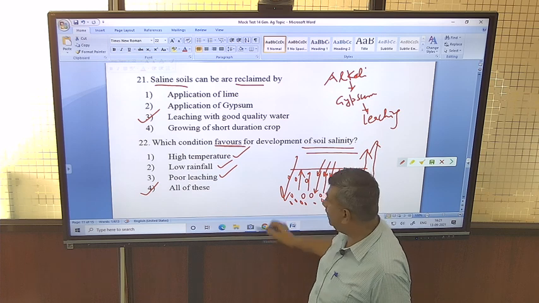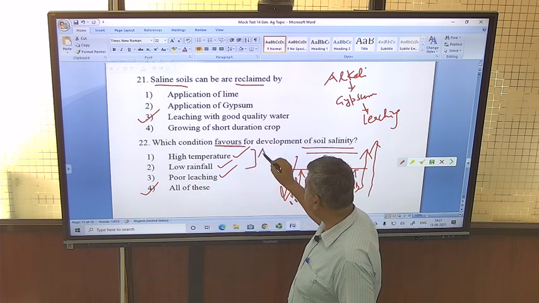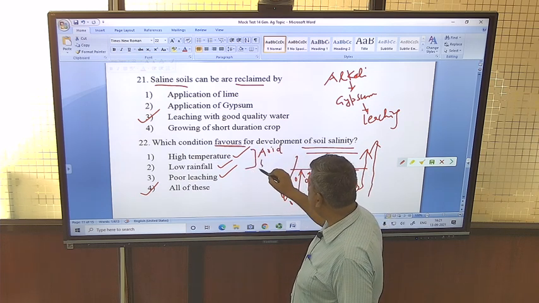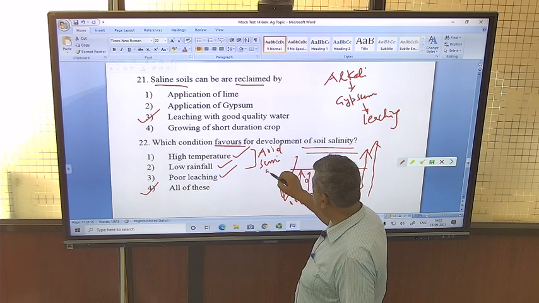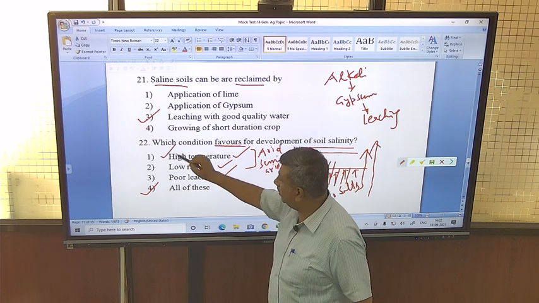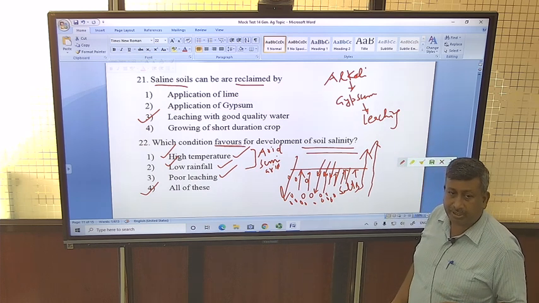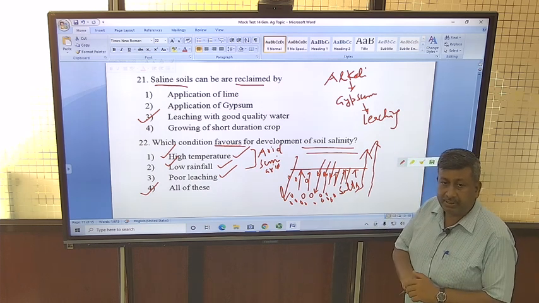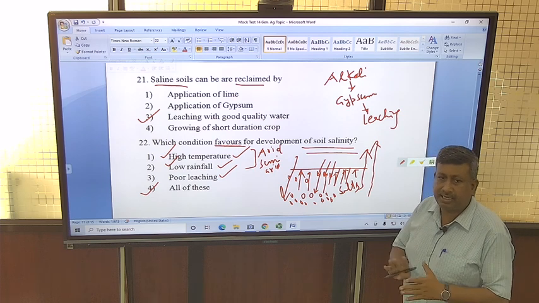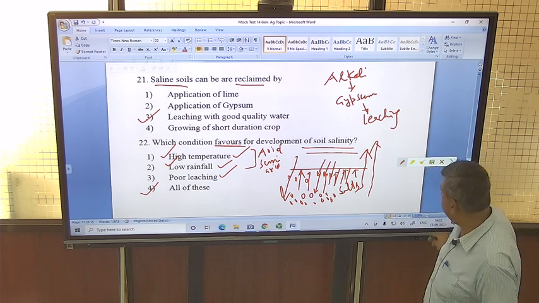So this is the reason that in arid and semi-arid regions, soil becomes saline: temperature is high, rainfall is low, and these two conditions favor the development of salinity. So this is the reason that in arid and semi-arid areas soils are saline.